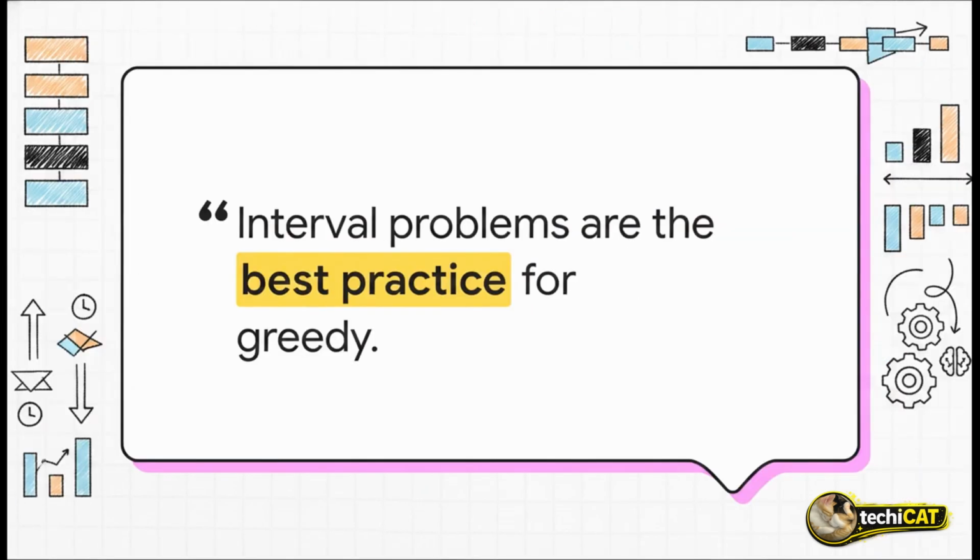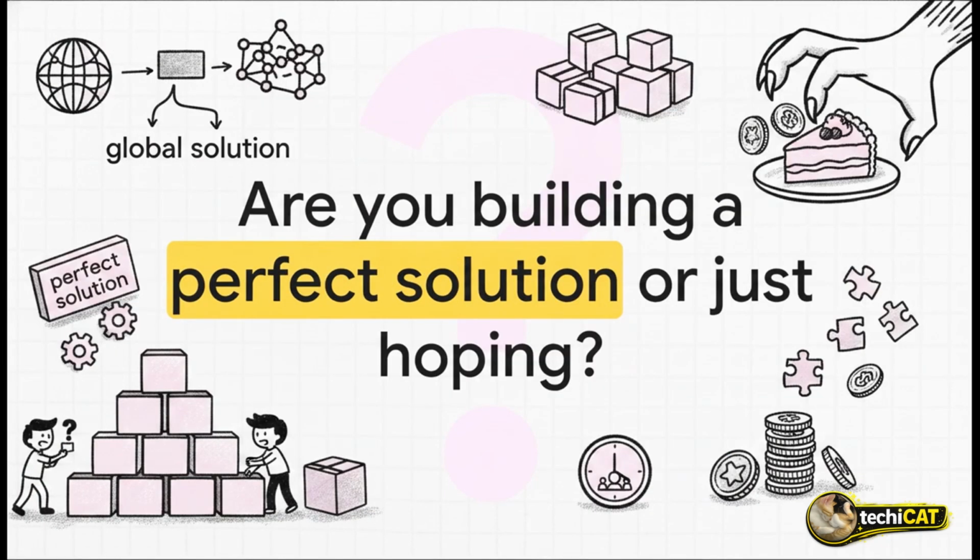To truly master all of this, there's a fantastic piece of advice from the source material. Interval problems are the best practice for greedy. If you want to train your brain to instantly recognize these patterns, practice sorting intervals over and over again. Learn exactly what happens when you sort by start time versus sorting by end time. Honestly, once you deeply understand the nuances of interval scheduling, the entire greedy paradigm will just click right into place for you. And that brings us to our final thought.